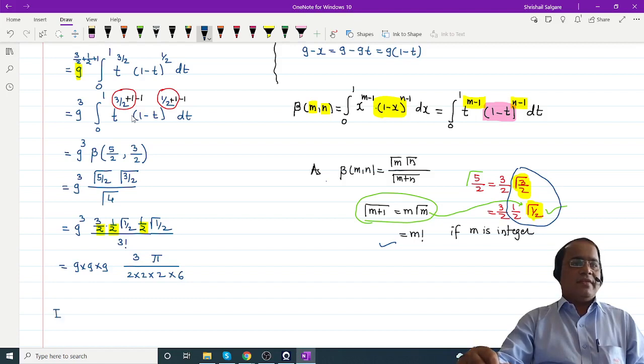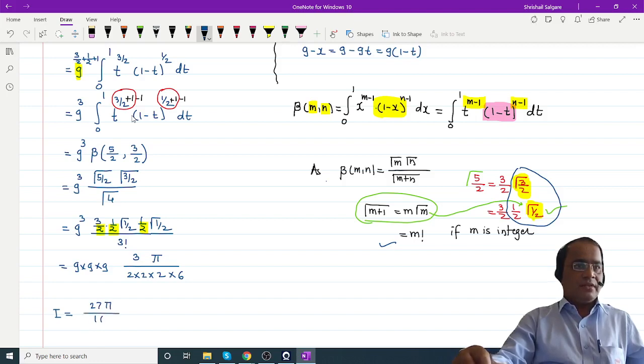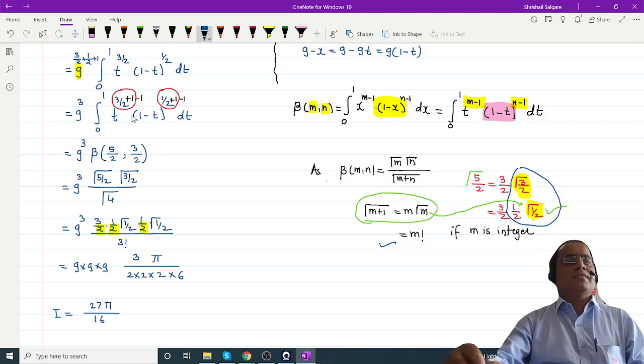So can anyone tell after simplification what it will come? 27 pi by 16. 27, okay, just a minute. Sorry, 27 pi divided by 16. So can anyone confirm this? This is 3 ones are 3, 3 ones are 3, this is 3 twos are. No. 9 into 9 into 9 divided by something else.